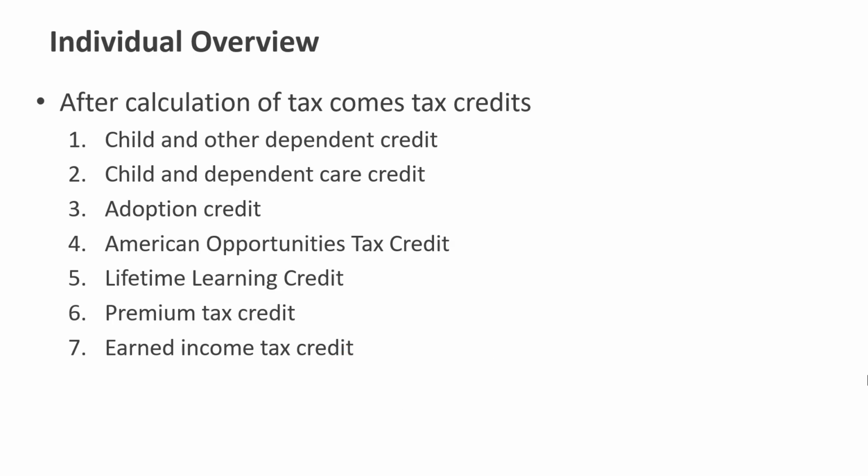Okay, so after we're done calculating tax, next comes tax credits. And we're going to talk about a number of these tax credits. So the child and other dependent credit, to be differentiated from the child and dependent care credit, the adoption credit, a couple of educational credits, the American Opportunities Tax Credit and the Lifetime Learning Credit, the premium tax credit, and the earned income tax credit.